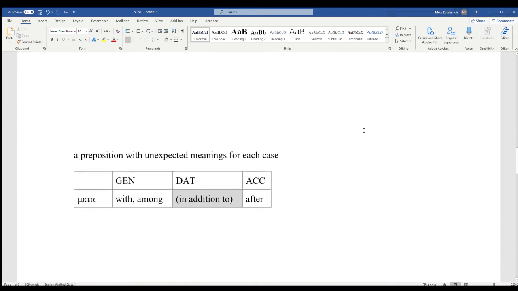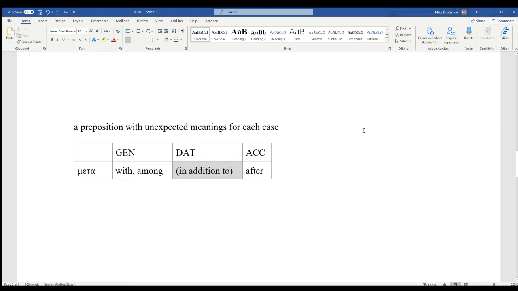Another thing that could happen is you have a preposition that just has sort of unexpected meanings from each case. Meta is like this. Meta in the accusative means after or beyond, but in the genitive, or governing the genitive, it means with or among, because why not? And it's very, very rarely used in the dative to mean like in addition to or besides or something like that. People think of meta as genitive and accusative with 2 really distinct meanings.